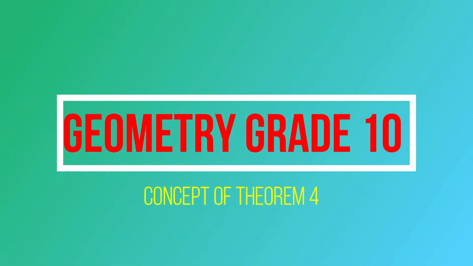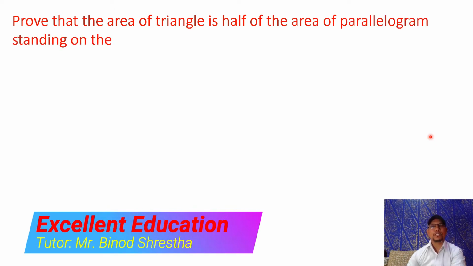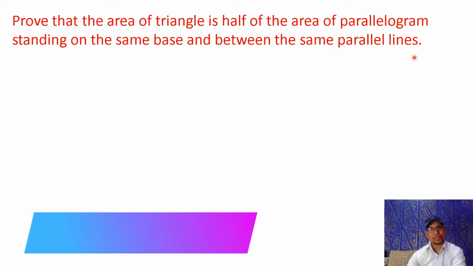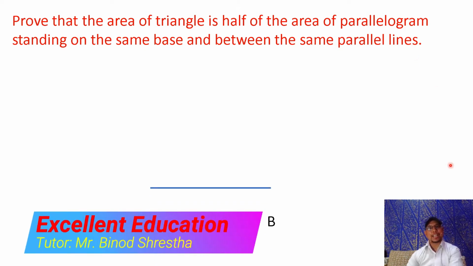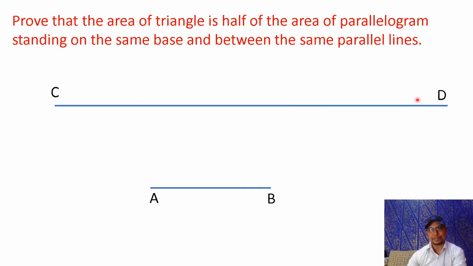And in today's lecture I'll teach you the explanation and verification of theorem number 4 of grade 10. Okay students, here is the statement: Prove that the area of a triangle is half of the area of a parallelogram standing on the same base and between the same parallel lines. Okay students, here is a line AB and another line CD such that AB is a base and AB is parallel to CD.